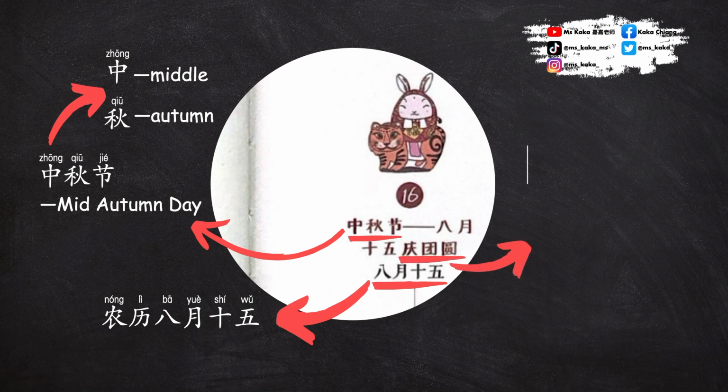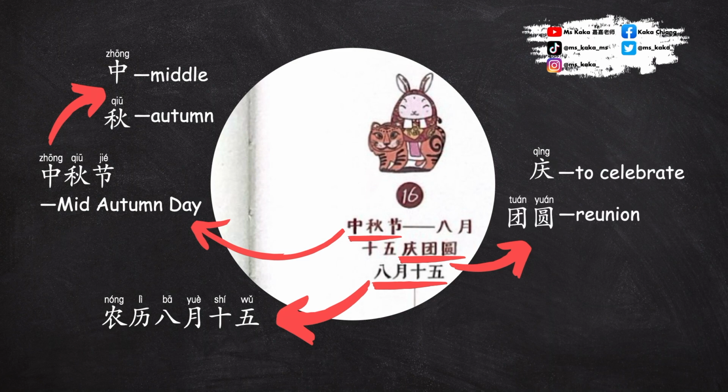庆 to celebrate. 团圆 reunion. 中秋节 is the festival for family reunion to celebrate. 中秋节 is a well-known festival across the world. Many of you know that people eat mooncakes when celebrating. But do you ever know all the traditions of 中秋节? The origin of these traditions and the origin of this festival.